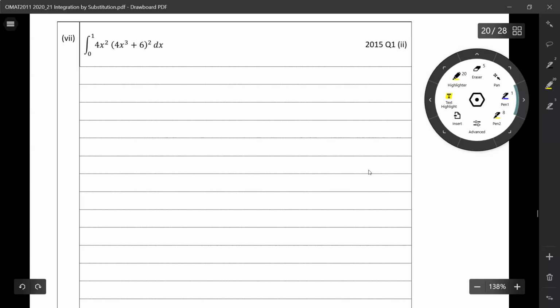So we let f of x equal the function with the higher power, and we don't include the squared. This is squared here, but we don't include that yet. g of x is the other function, which is 4x squared.